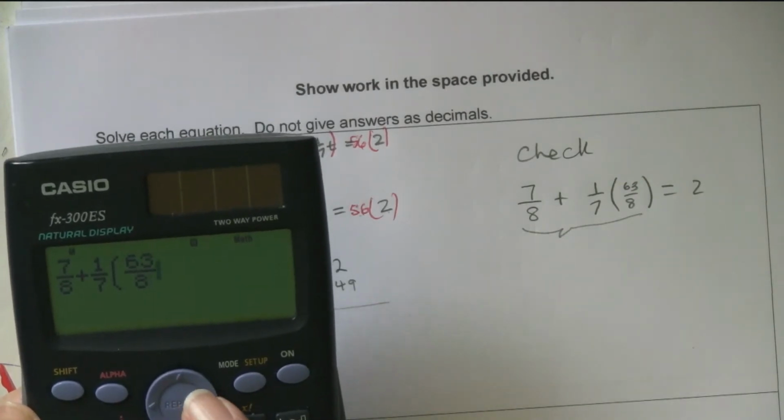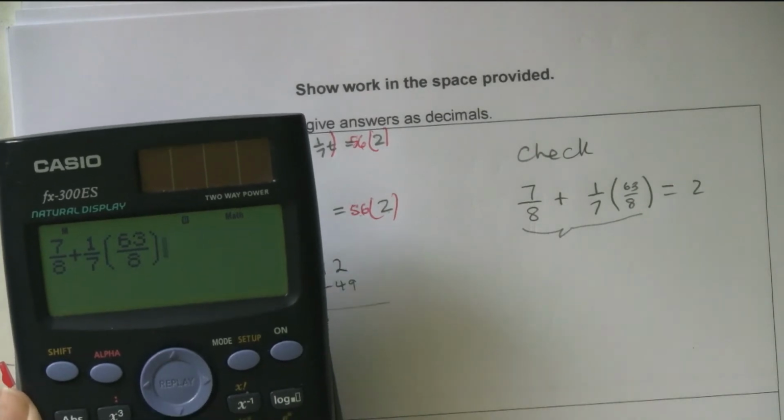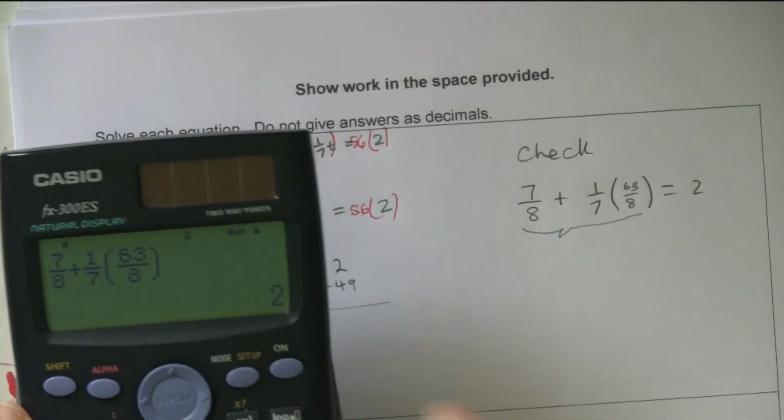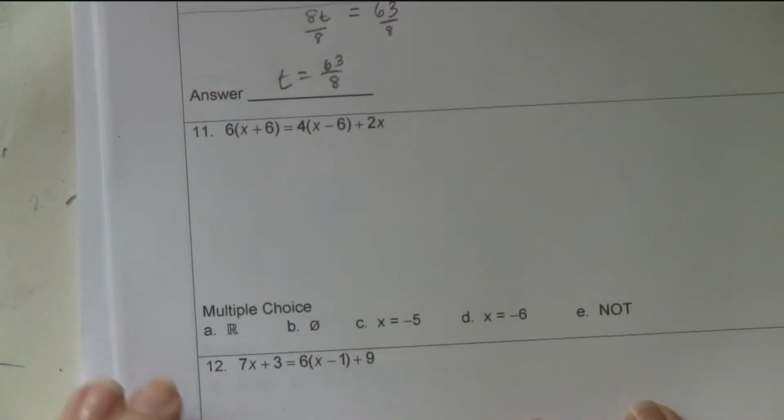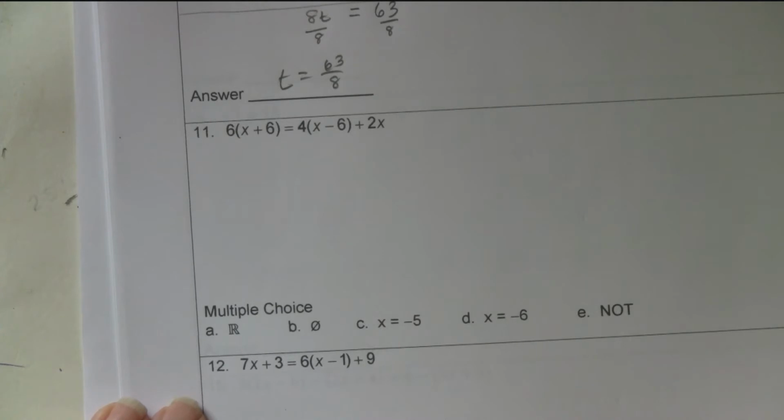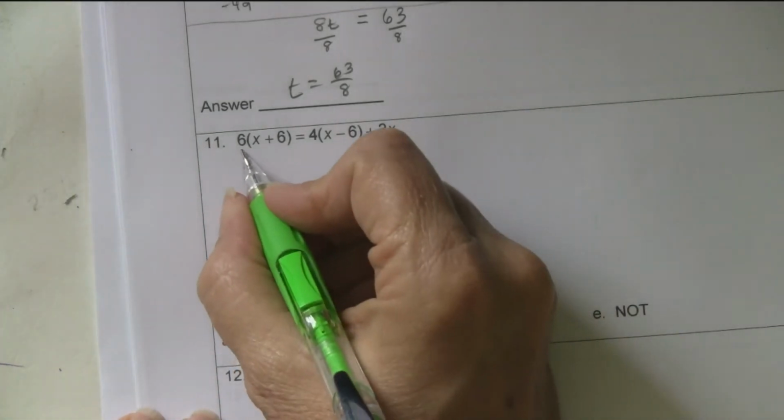And so 63 over 8, I'm hoping that's going to equal 2. And it does, because the other side's 2. And that means I have the right answer. So I checked it. Okay, so here, there is distributive property on number 11, so I'm going to do it.